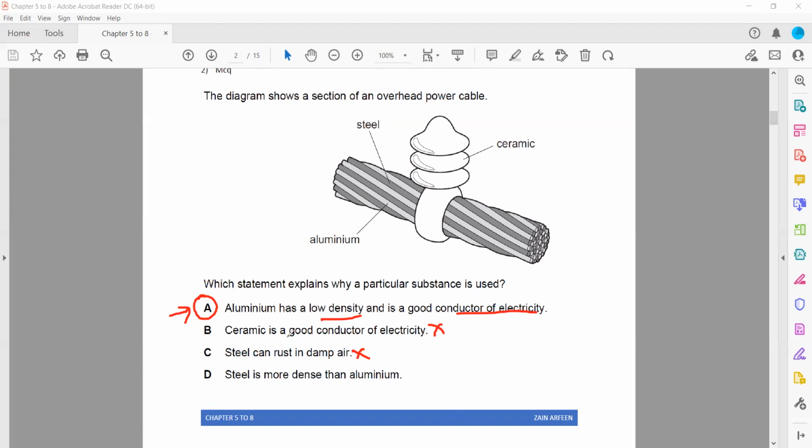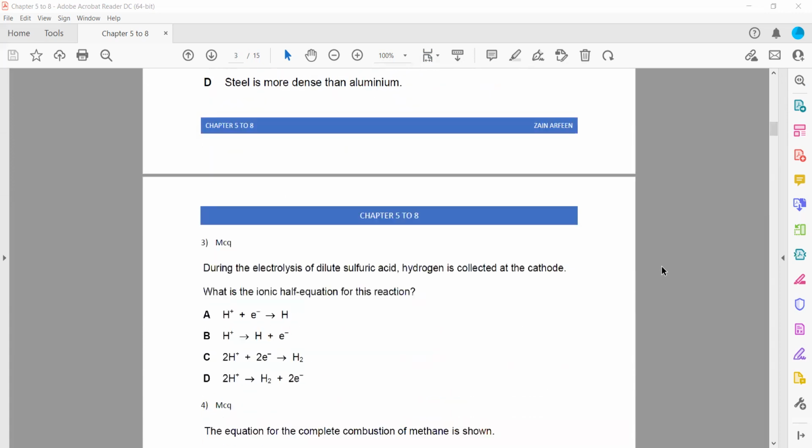So the main purpose is that aluminum has a low density and it can conduct electricity, which allows the electricity to pass from one place to another.